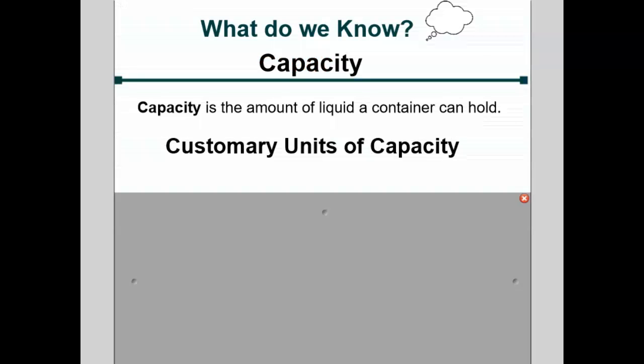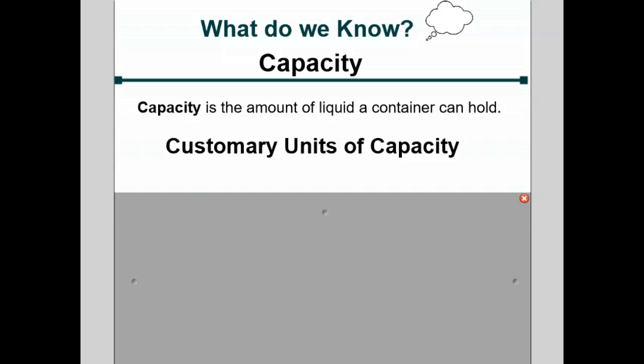Let's start by reviewing what we learned about capacity yesterday. We know that capacity is the amount of liquid a container can hold. We know that there are two systems that we use to measure liquid volume: the customary system and the metric system. Yesterday, we learned all about the customary units of measurement.